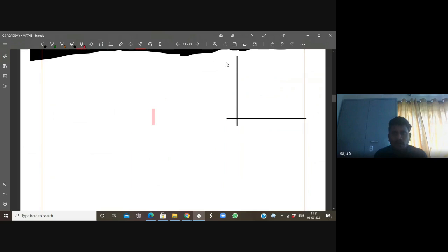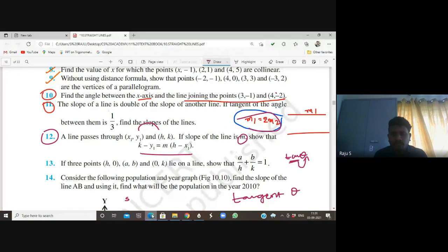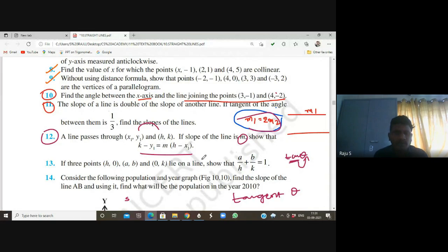So when we draw the line here, this point is clearly a comma 0. This point is clearly 0 comma b, and this line is passing through the point h comma k. Then we have to prove that a by h plus b by k is equal to 1. For that, what shall we do? First, we have to find the equation of the line with the help of these 2 points.